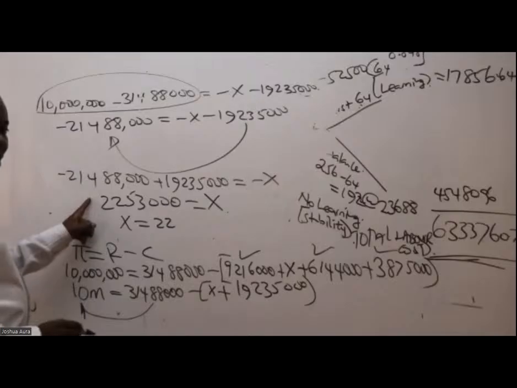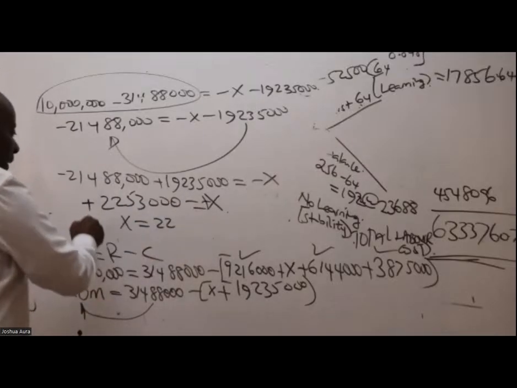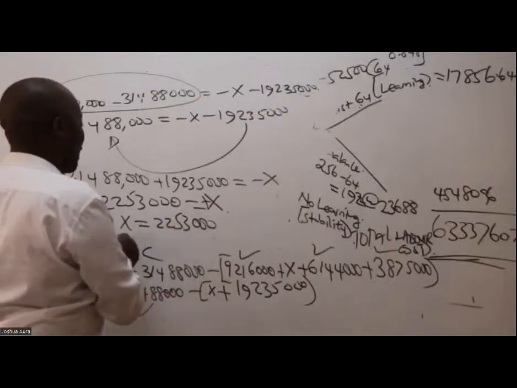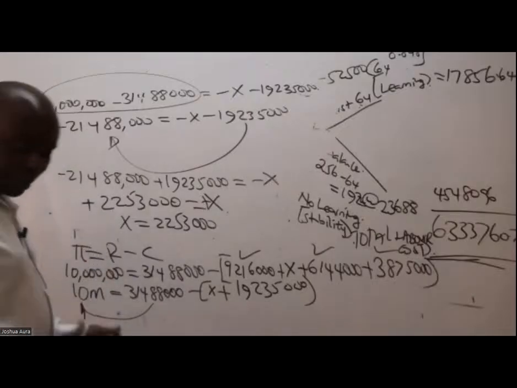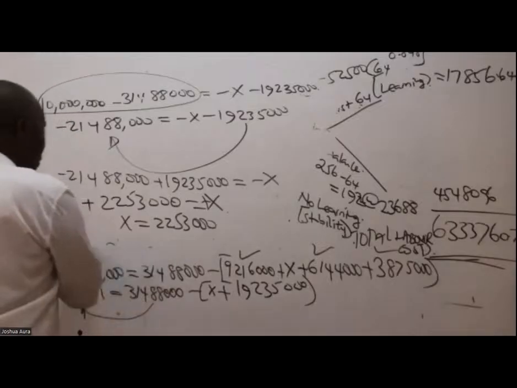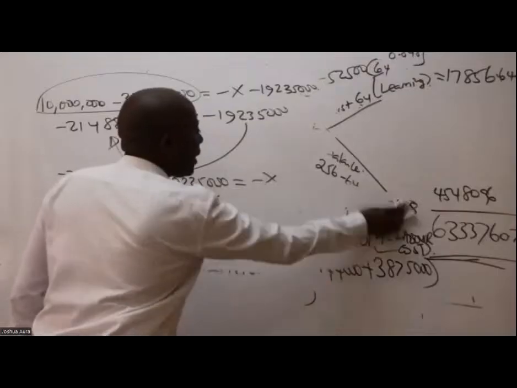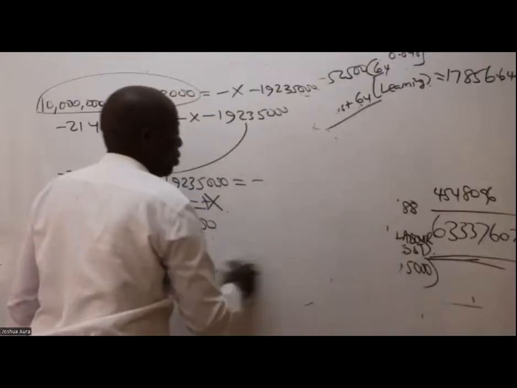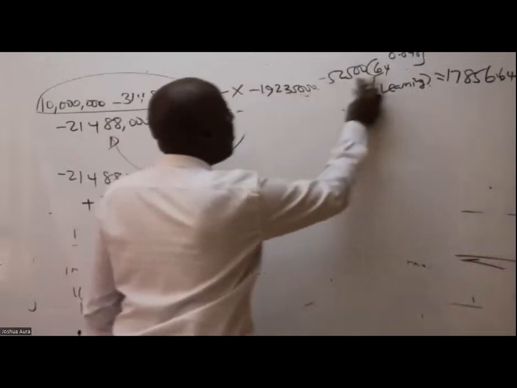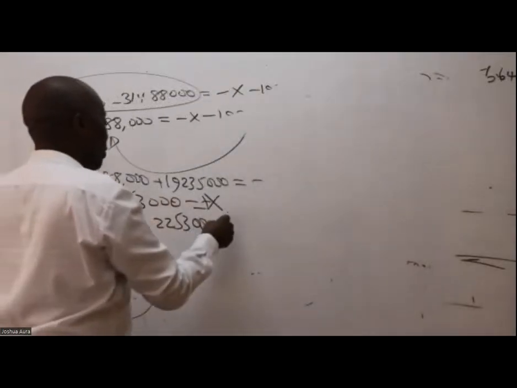It's going to come minus, eh? So it's minus and this one here is minus. So this minus and minus cancels out, giving me that X is 22,53,000 like that. And then don't forget, ladies and gentlemen, that the X you have gotten there is our total labor cost.